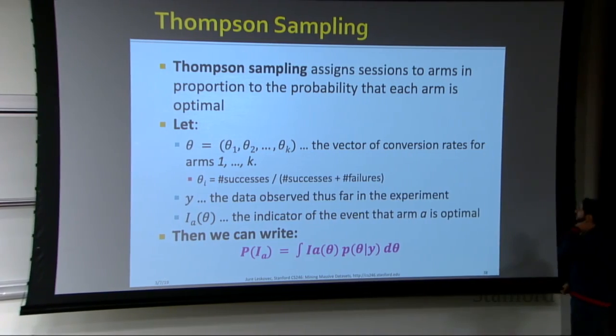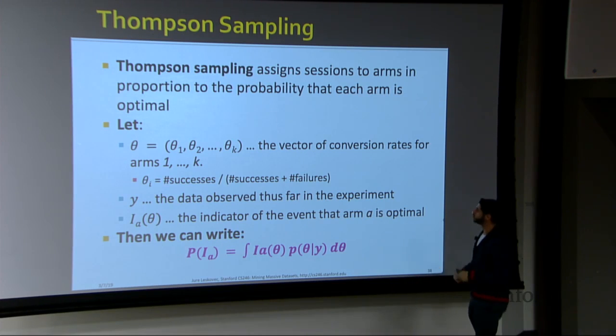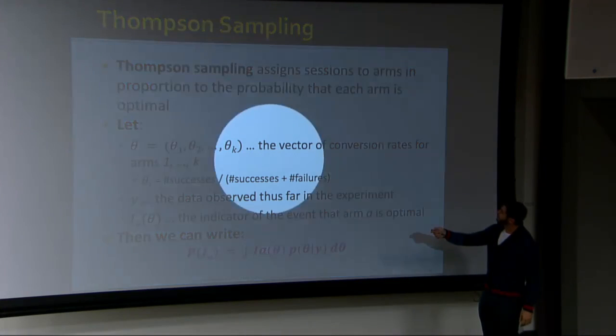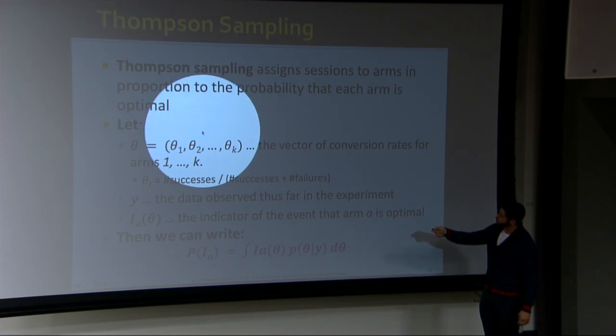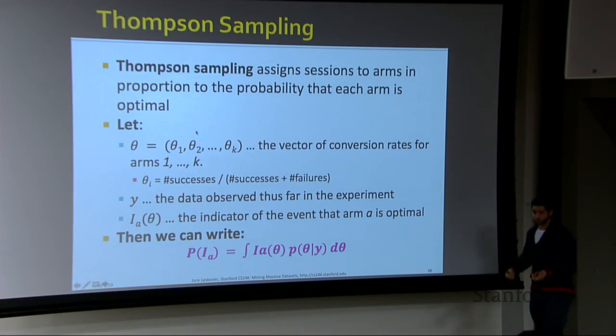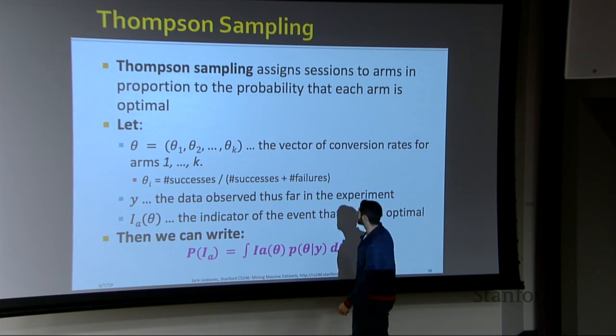And basically what it does is it will assign to each session, basically to each arm, a proportion of the traffic. So basically the probability that each arm is optimal is going to be proportional to the amount of traffic that it receives. So how do we formalize this?